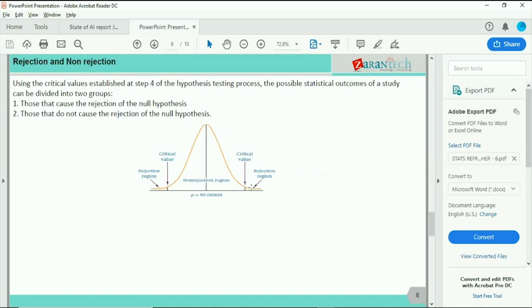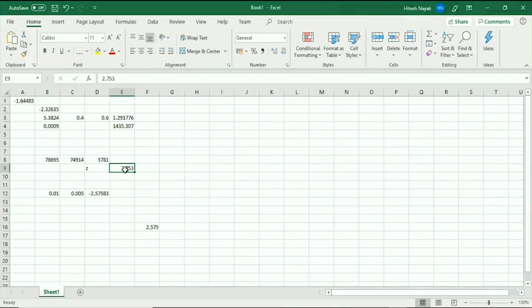Can you repeat that again? Since the Z value was 2.753, and we got our calculation after estimating that mean value. 2.753 you got from Z. Yeah, when we calculated the Z value. When you calculated the Z value, you got 2.753, right?